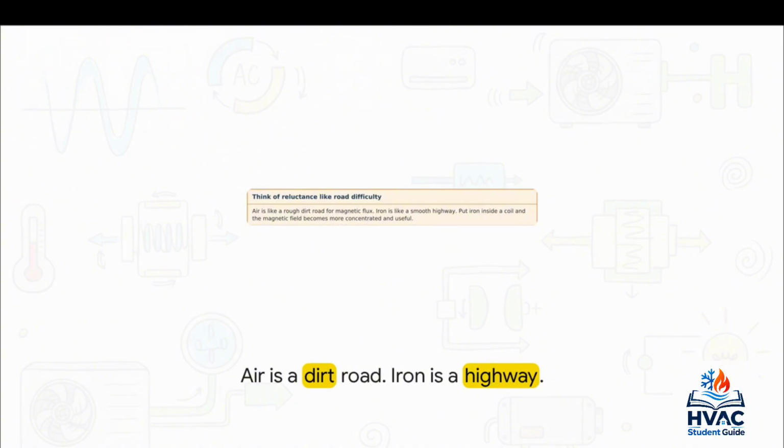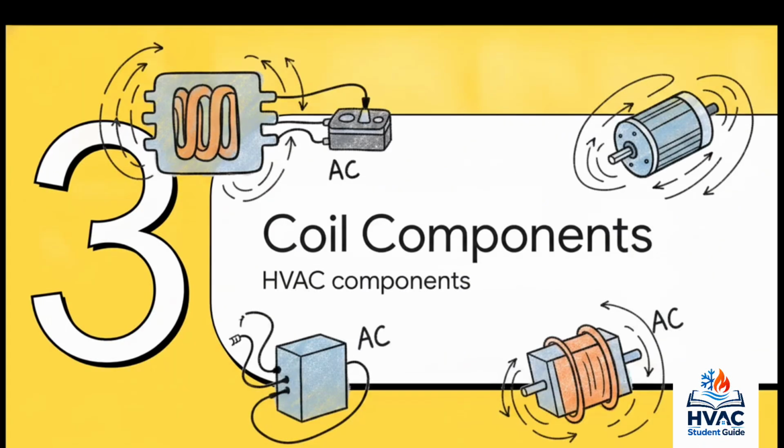But to make those magnetic fields truly useful for us out in the field, we have to talk about something called reluctance, which is essentially just magnetic resistance. Think of reluctance like road difficulty. If magnetic flux has to travel through the air, it's like driving on a rough, bumpy dirt road. It's tough. But if you put an iron core inside a coil of wire, well, it's like upgrading to a smooth, paved highway. The iron heavily concentrates the magnetic field, making it so much more powerful and incredibly useful for creating electromagnets.